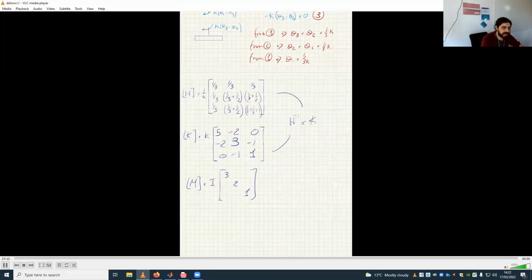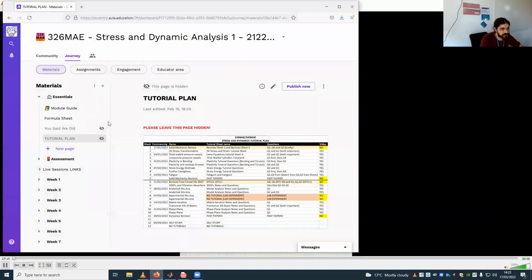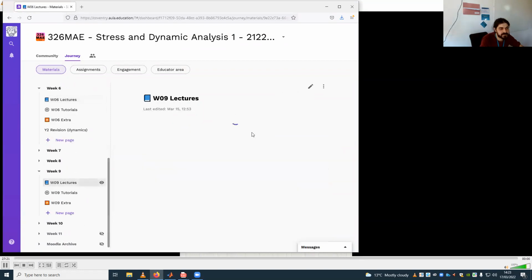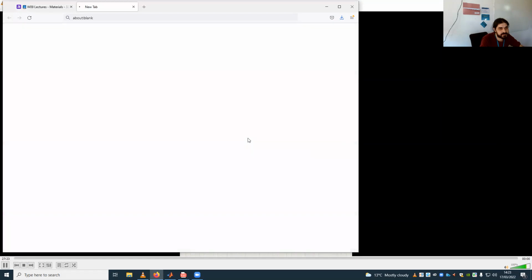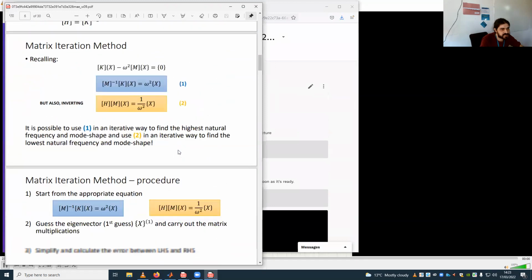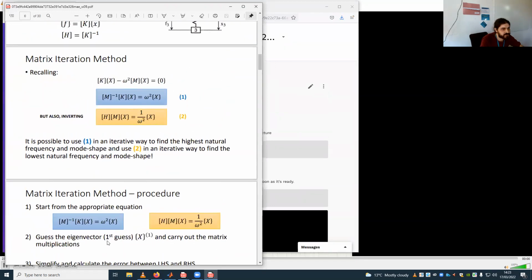Now, what do we do? We go back to the lecture slides and look at the equation, week 9. And you look at the single slide I showed you, this one. With this one, you find the highest, and with this one, you find the lowest. So one is to find the highest natural frequency mode shape, and two is to find the lowest natural frequency mode shape. So let me copy these ones. This is the matrix iteration method.